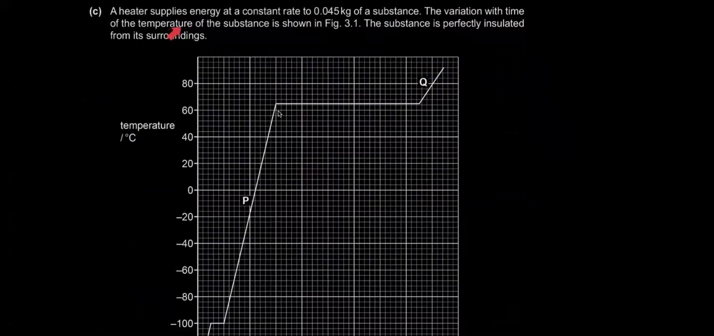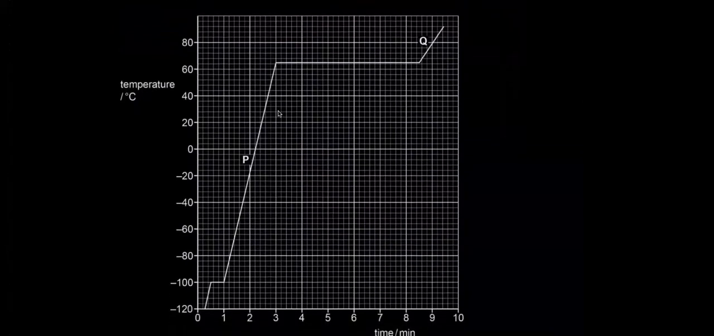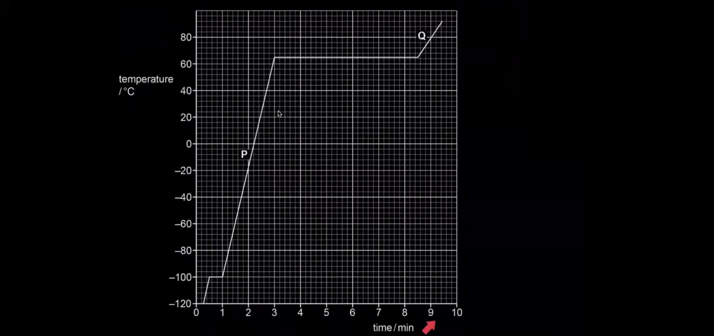Part C, a heater supplies energy at a constant rate to 0.045 kilograms of a substance. The variation with time of the temperature of the substance is shown in figure 3.1. The substance is perfectly insulated from its surroundings. So this means that there is no heat lost to the surroundings. So this is the complete graph. You have time in minutes on the x-axis and temperature in degrees centigrade on the y-axis. Usually in heat experiments like these, you do have time in minutes, but we know for a fact that this is not our SI unit.